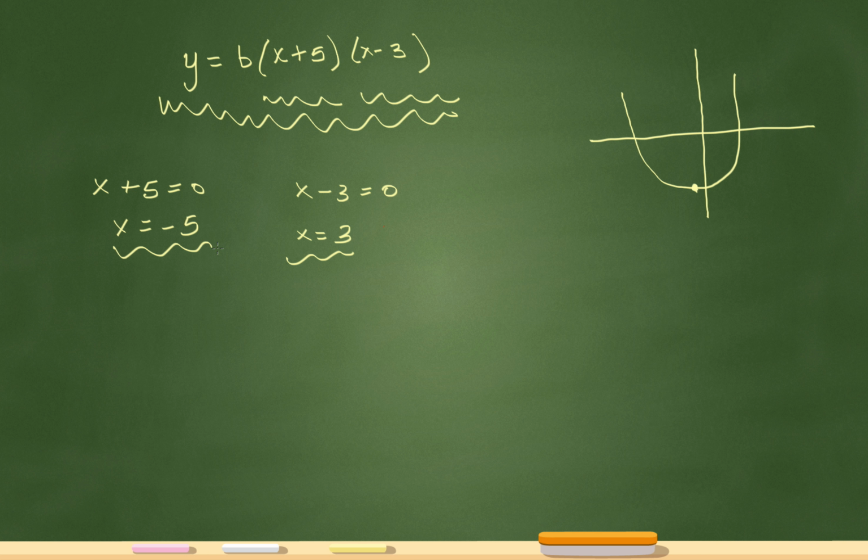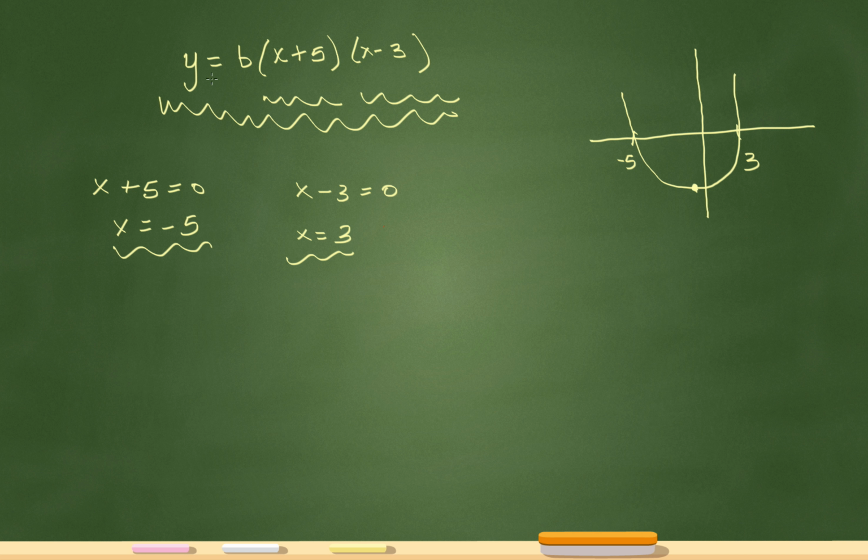So what these two things tell me is that this parabola passes through 2 points right there. One is negative 5 and the other one's going to be 3. That's what finding zeros is. It tells me where the parabola crosses the x-axis.